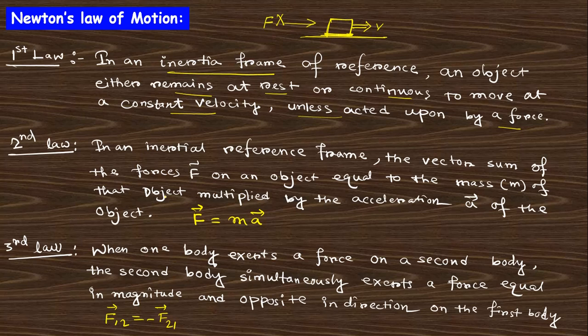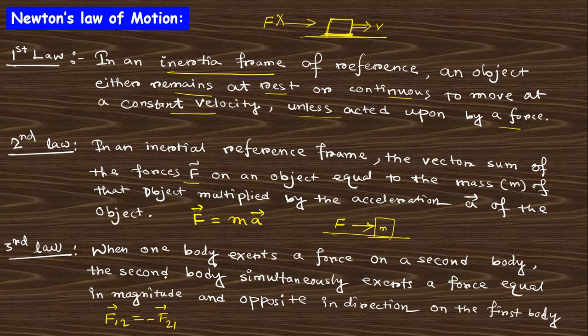First law. The second law says that in an inertial reference frame, the vector sum of all the forces on an object equals the mass of the object multiplied by the acceleration of the body. You know very well, this is the force acting on this body. If this is a body with mass m, and we apply a force, then the acceleration is related to the force like that: F equals mass times acceleration.